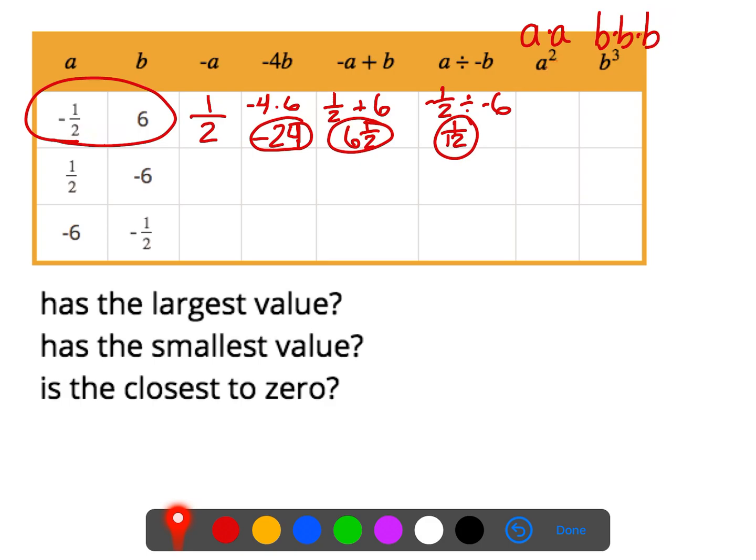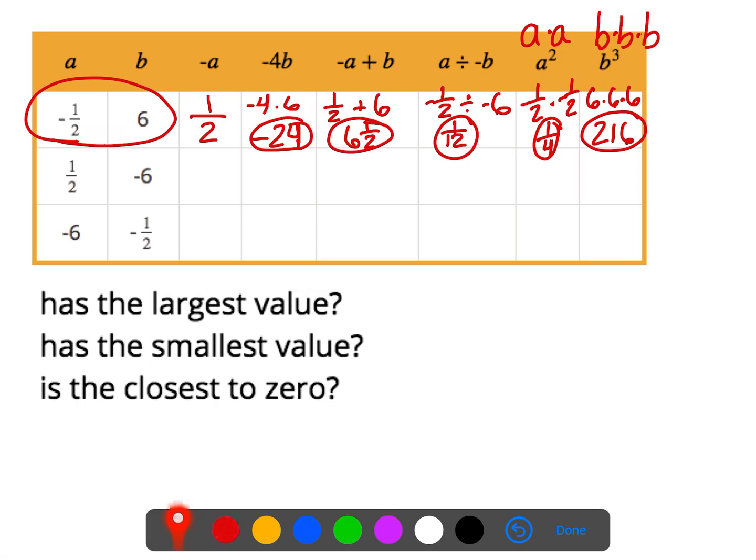In a squared, if a is negative 1/2 and we multiply it by itself, multiplying two negatives becomes positive 1/4. And lastly, for b, b is 6, and we're multiplying that by itself 3 times for 216. That's the first row done for you.